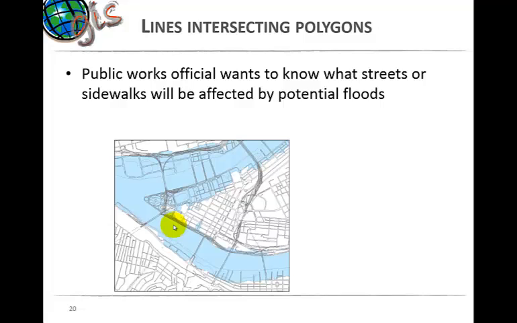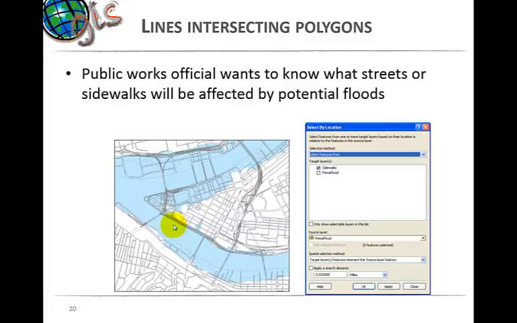So another example of lines intersecting polygons is, let's say, for example, this is a public works office, and somebody wants to know what streets and sidewalks will be affected by potential floods, so that they can alert the business owners and so on and so forth. What roads to close. There could be multiple applications from this map.